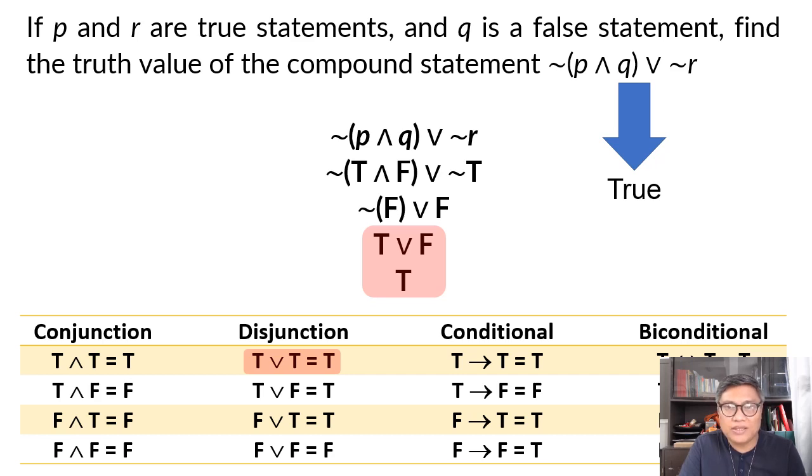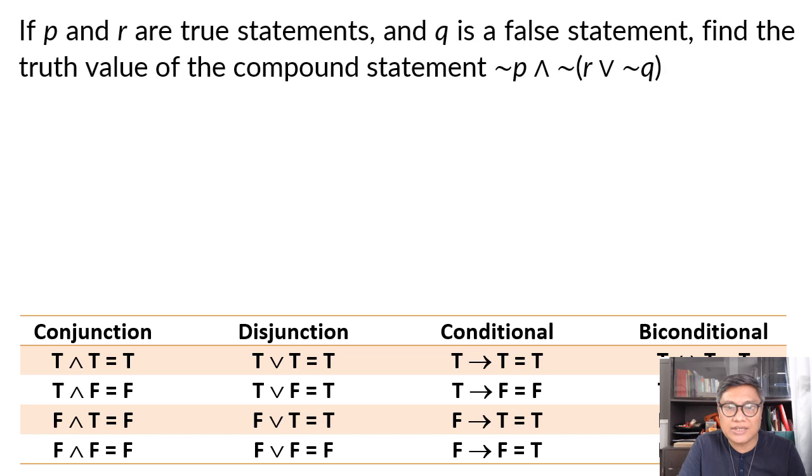Okay, then another example here. So similarly, if P and R are true statements, Q is a false statement, then find the truth value of the compound statement given by this. So there are lots of negations, although there are only two connectives used. We have your conjunction and your disjunction or. So again, we copy our given compound statement in symbols, then we change the truth values that represent each statement. So again, P and R are true, Q is a false statement.